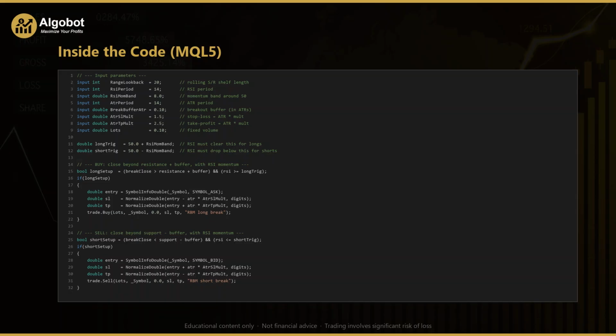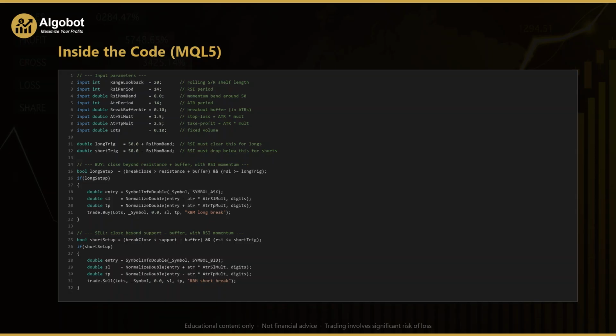At the top are the input parameters you can adjust in the Expert Advisor settings. RangeLookback, default 20, sets how many bars build the support and resistance shelf. RSI period and ATR period, both 14, control the two indicators. RsiMomBand, default 8, is the momentum band around 50. Break buffer ATR is the breakout buffer in ATRs, and ATR-SL and ATR-TpMult, 1.5 and 2.5, scale the stop loss and take profit. Lot sets the fixed trade size. Just below, the code computes long trig as 50 plus the momentum band, and short trig as 50 minus it.